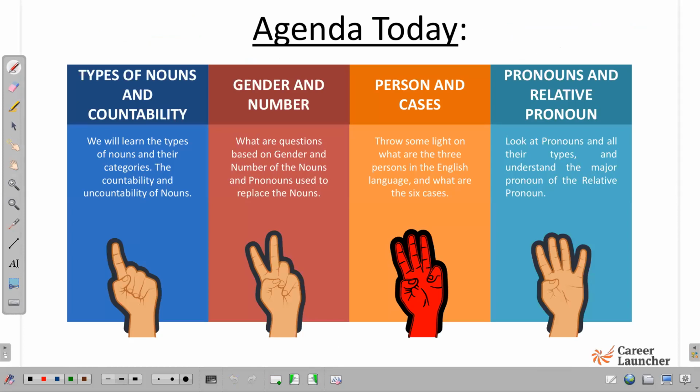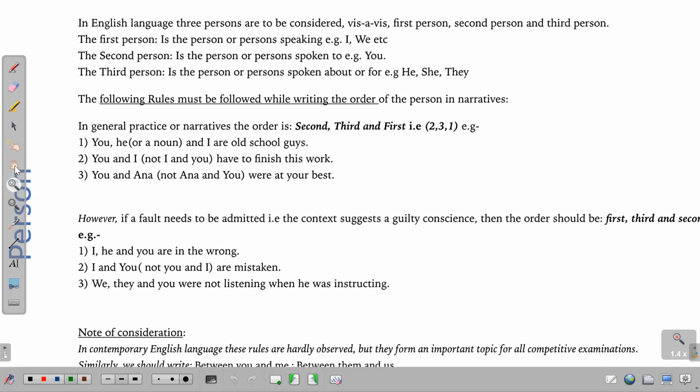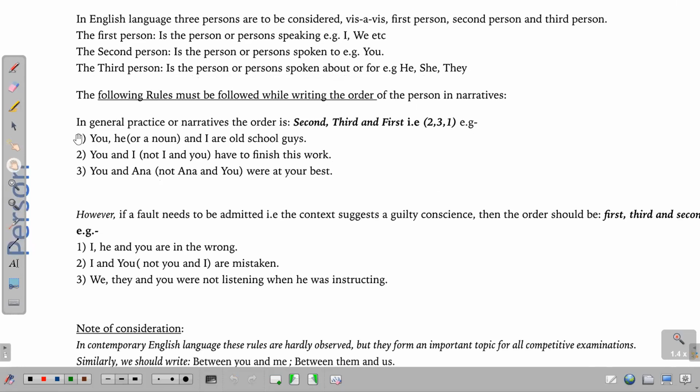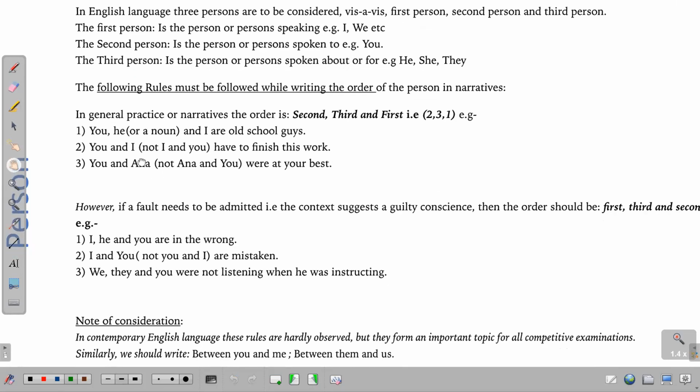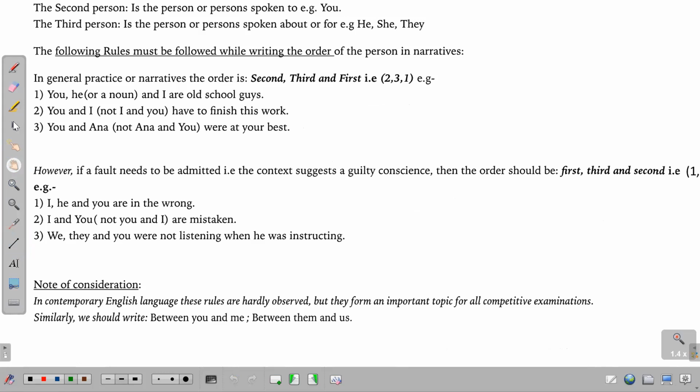The next thing about nouns that you must definitely know is about person. I've created a lot of questions, a lot of exercises on person, because in person we miss out on simple facts. We do not use them conventionally, and even in internet space we hardly use these rules, so they form a very important topic for competitive exams. So just keep this in mind. The following rules must be understood.